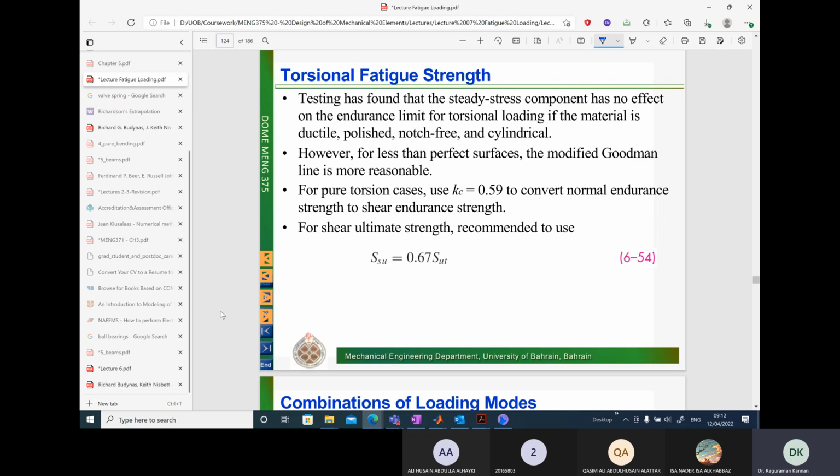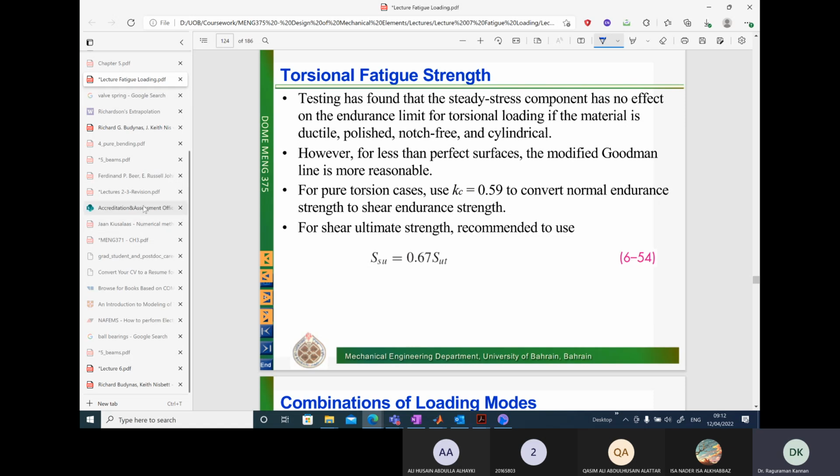Okay, so we'll start with the torsional problems. In torsion, how do we use the equations? First we need to realize that under pure torsion, with no axial or bending moment loads, you will have only shear stresses.